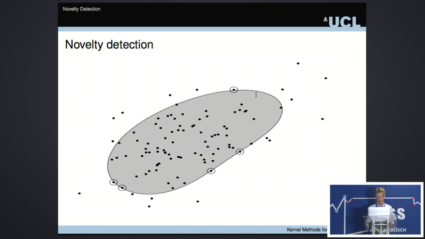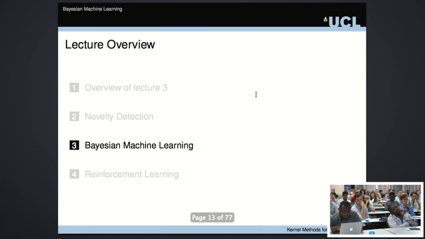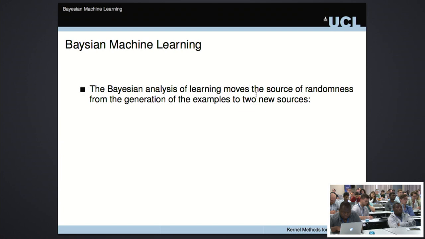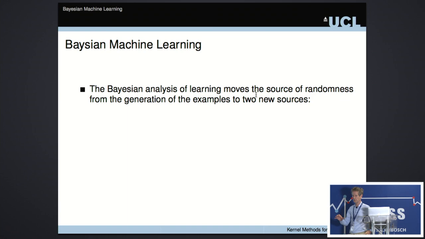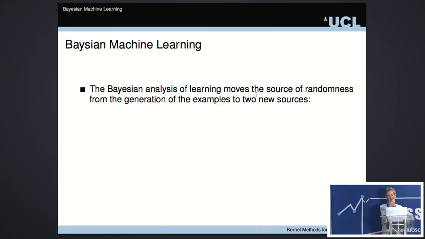Deliver solutions that have performance guarantees in this situation. Okay, so the main topic I wanted, as I say, to mention was this connection to Bayesian machine learning. To start with, the Bayesian analysis of learning actually moves away from this IID assumption on the generation of the data, and it introduces a different source of randomness.